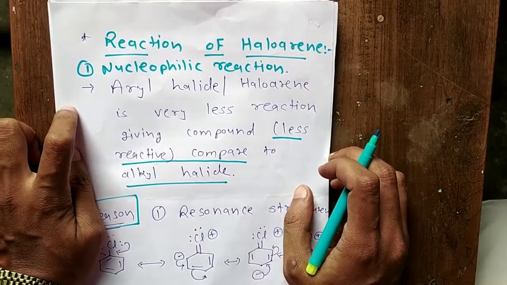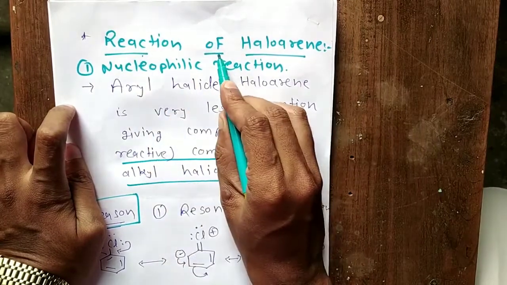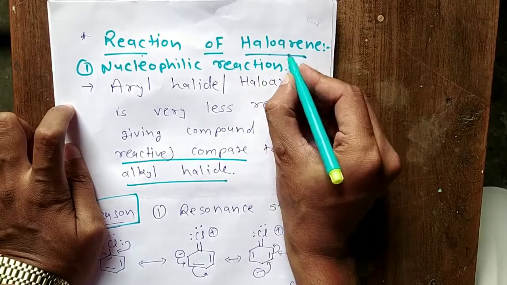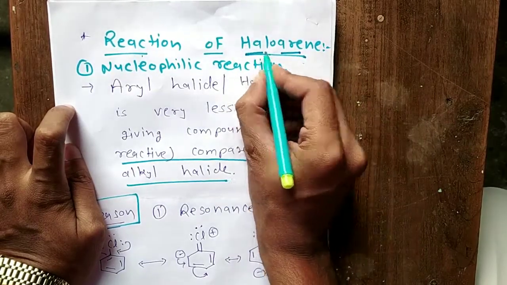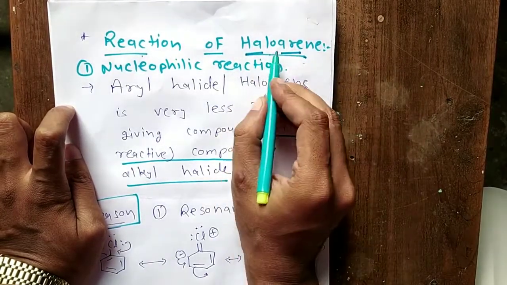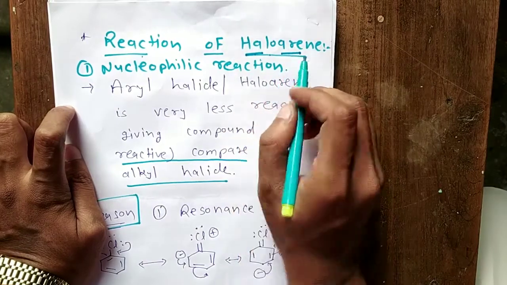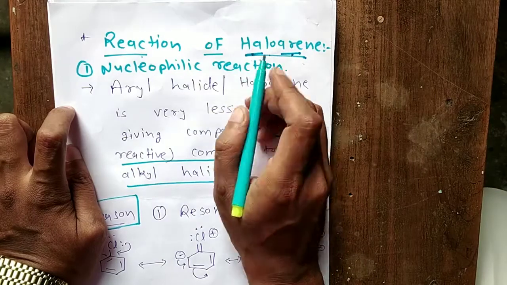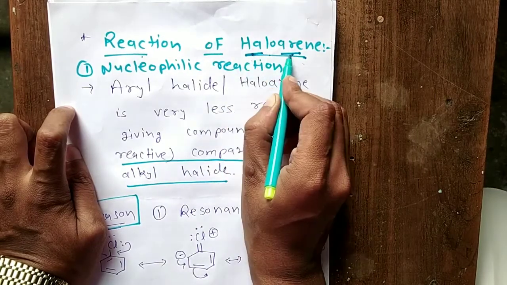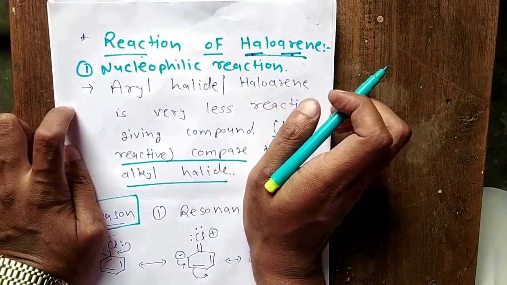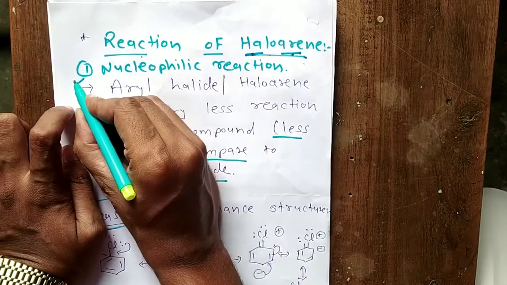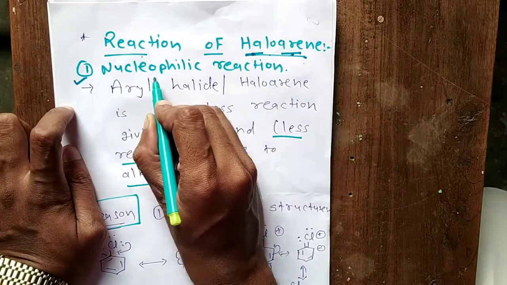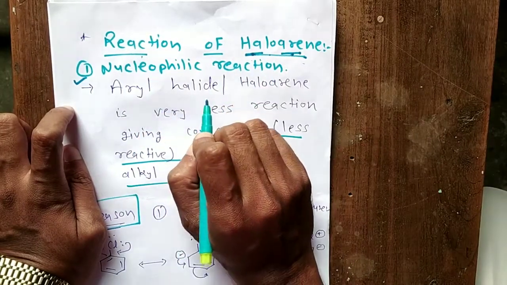Today we are going to discuss reactions of haloarenes. Haloarenes means aromatic compounds with a halogen on them. Again, an aromatic compound with a halogen on it is called a haloarene or aryl halide. Now in that, we are going to see the nucleophilic substitution reaction.